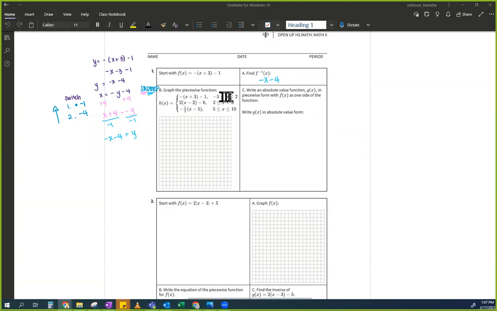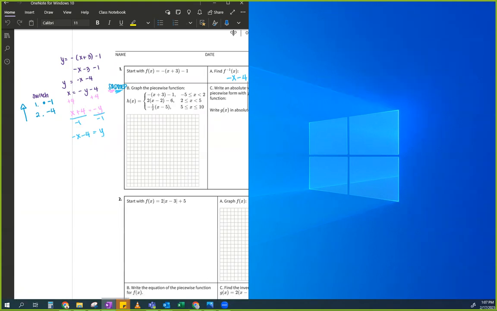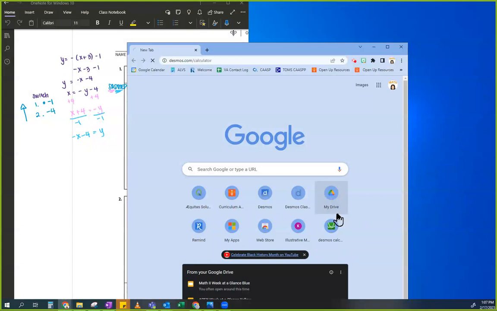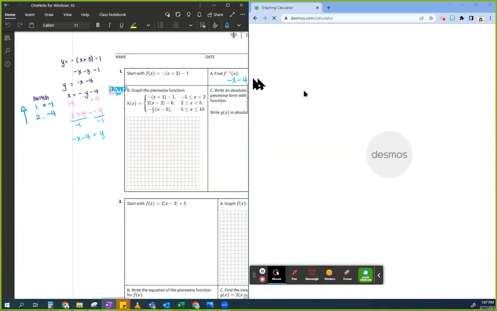It says graph this. Now, when I looked at the quiz that you guys finished, most of you had this down. So I'm going to show you, because you guys are allowed to use a graphing calculator, how you would use the graphing calculator to do this, okay?